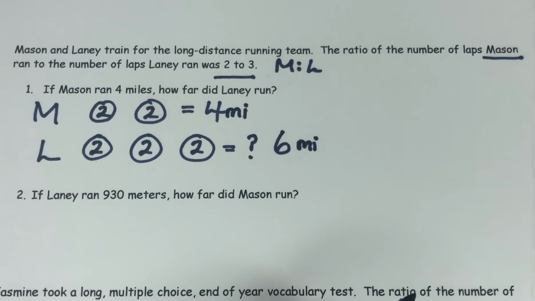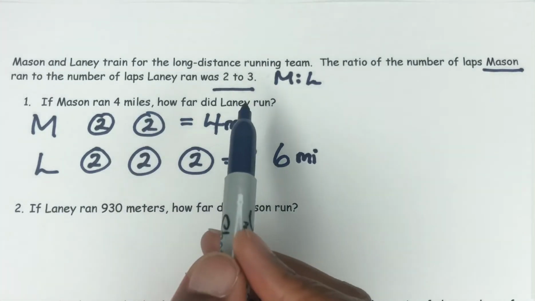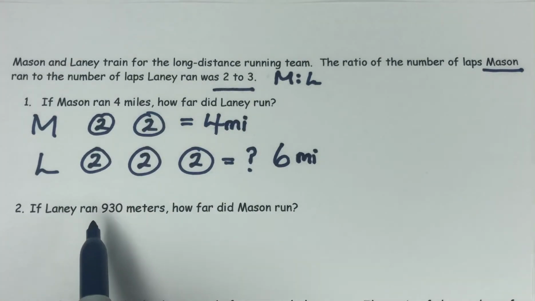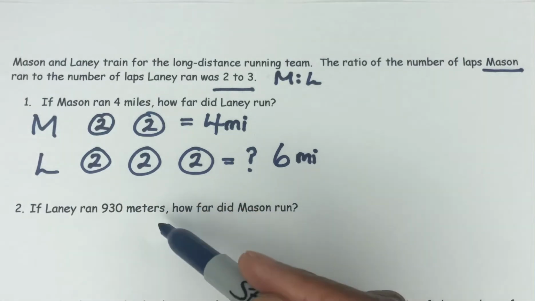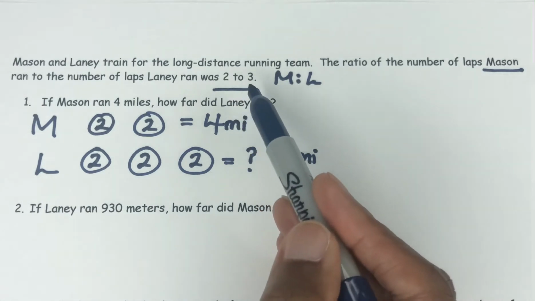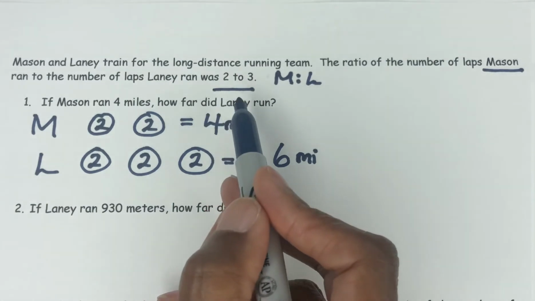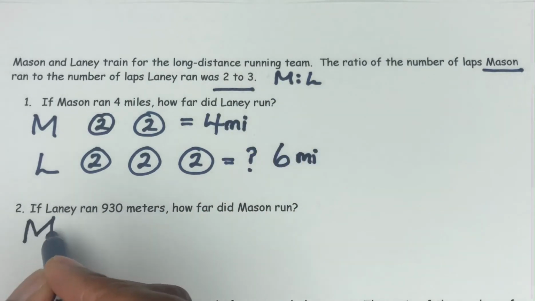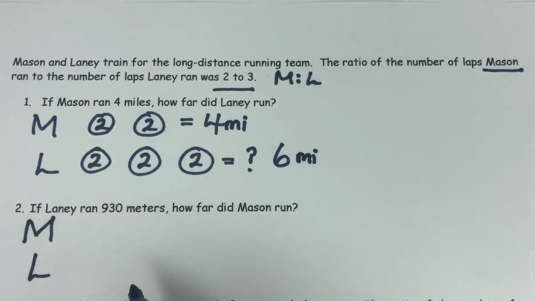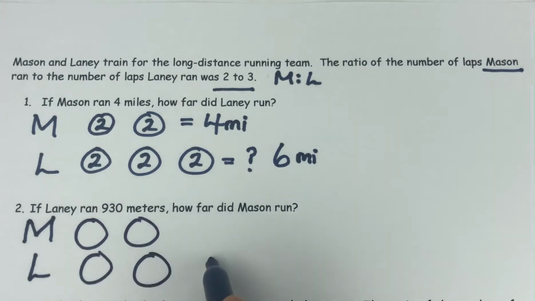I have another question down here, but we're going to still carry on. This is like a part B to the same question. Now, if Lainey ran 930 meters, how far did Mason run? Well, first of all, we have to keep the same ratio. No one said to change it. The question's still the same. The question did not change. So we still have a 2 to 3 ratio. So Mason is 2, Lainey is 3. All right, so we still give the same 2 to 3 ratio.